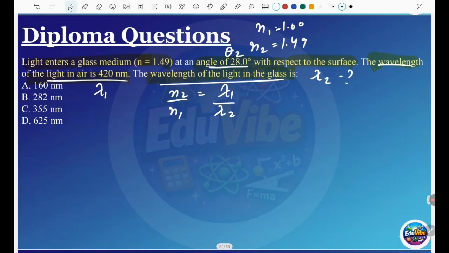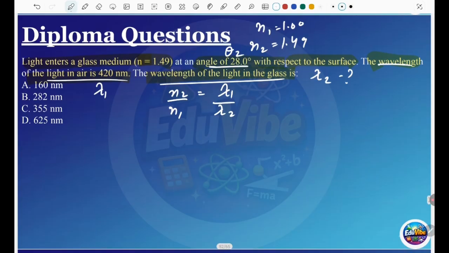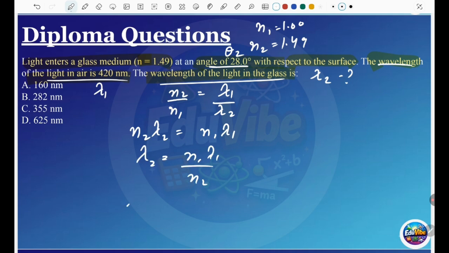There's no need for any angle. They just give you the angle for your confusion. This value is not used in this type of thing, because we have everything for wavelength 2. We can't use the angle in this. So n2 times wavelength 2 equals n1 times wavelength 1. I have to find this: n1 times wavelength 1 upon n2.